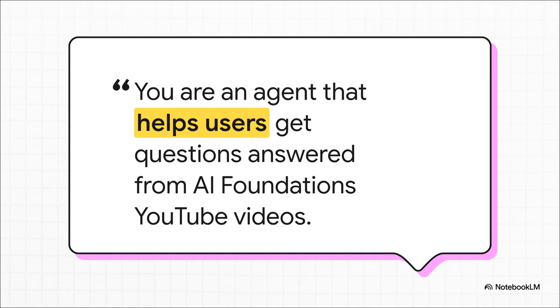So what's next? You give it a job. You just write a prompt, exactly like you would in ChatGPT, telling it what you want it to be. So, for example, you could say, hey, you're an expert on the AI Foundation's YouTube channel. That one simple sentence defines its entire personality, its whole purpose.